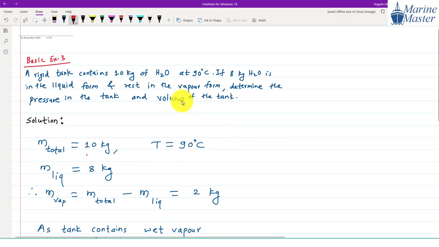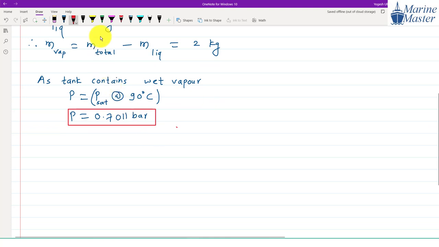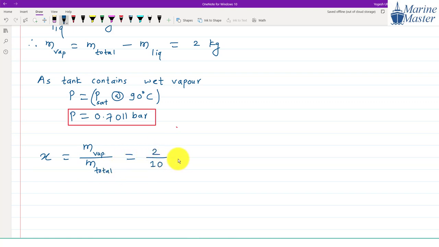Now, what is our next target? We have to find out the volume of the tank. How do we get the volume of the tank? It is a very simple discussion, not that difficult. First of all, we calculate the dryness fraction. The basic relation of dryness fraction is mass of vapor divided by total mass. Mass of vapor is 2 kg and total mass is 10 kg.